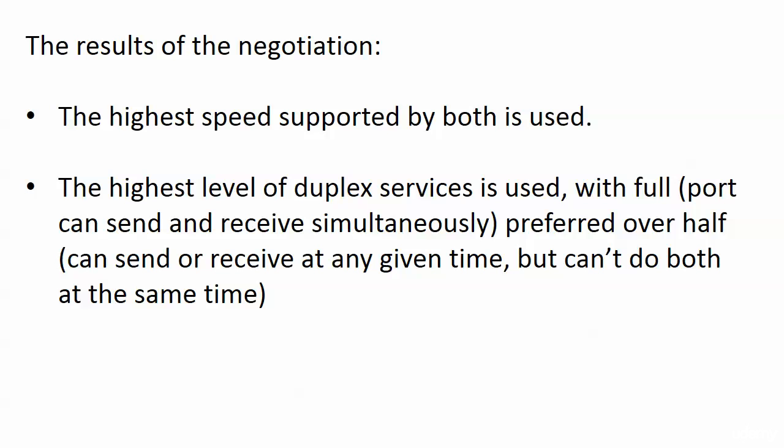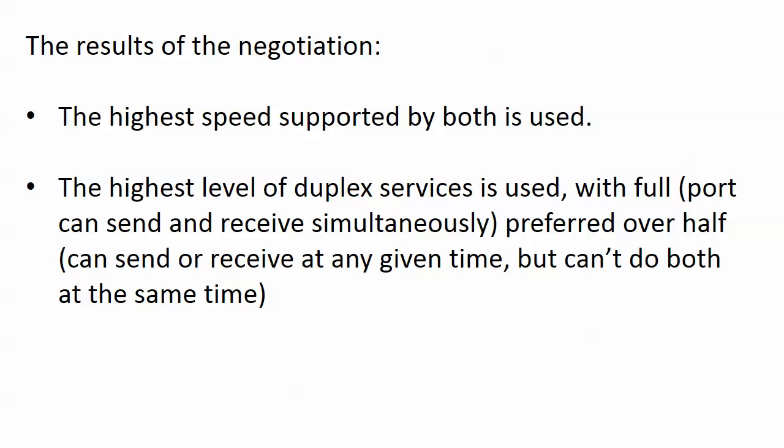The results of the negotiation will not surprise you. The highest speed that is supported by both is going to be used. That prevents one device or the other from being overwhelmed by data. If one end is an Ethernet connection and the other is Gig Ethernet, an outlandish example I grant you, the Ethernet port would have a hard time keeping up with that. And of course, it wouldn't be able to keep up with a Fast Ethernet port either.